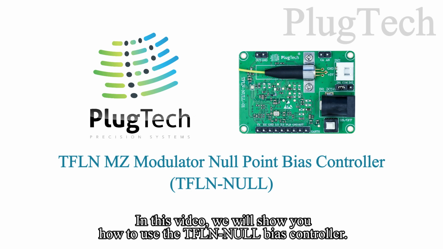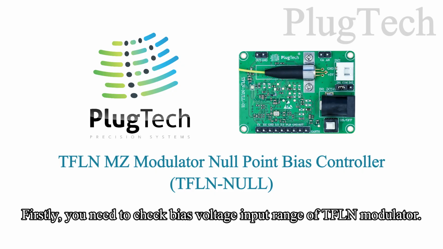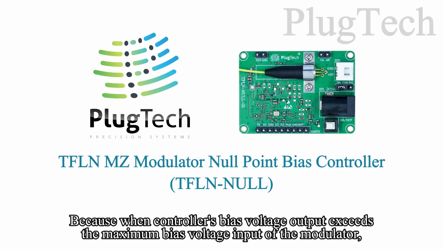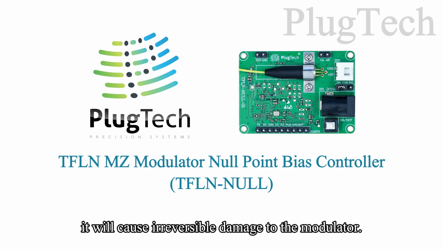In this video, we will show you how to use the TFLN-NULL bias controller. Firstly, you need to check the bias voltage input range of the TFLN modulator. Because when the controller's bias voltage output exceeds the maximum bias voltage input of the modulator, it will cause irreversible damage to the modulator.